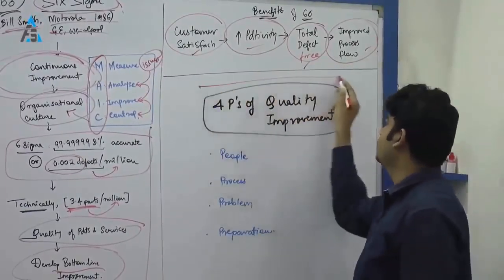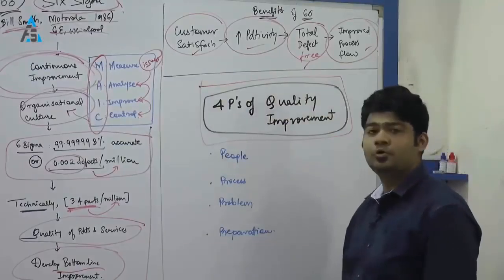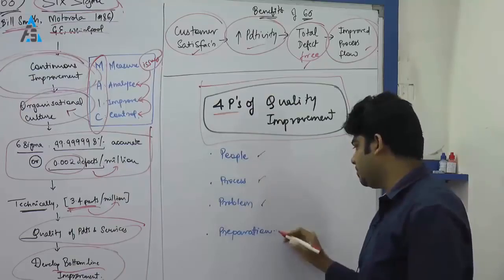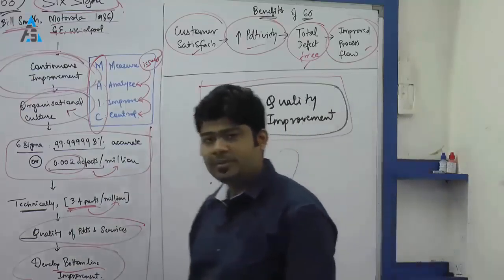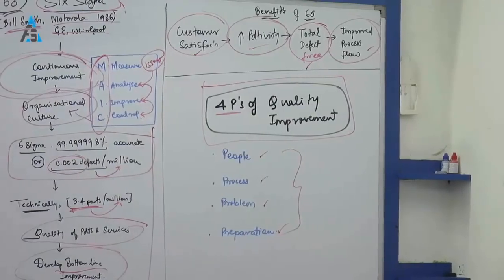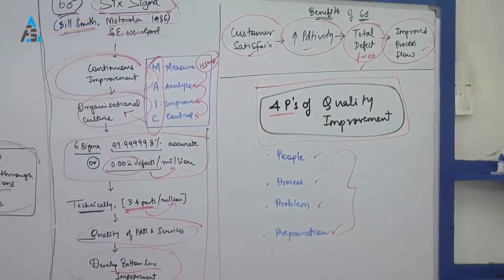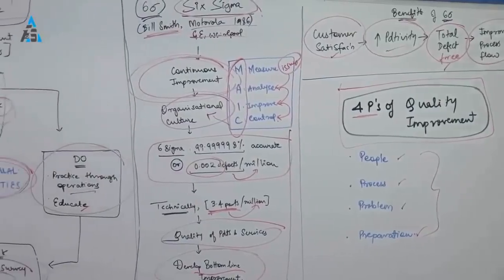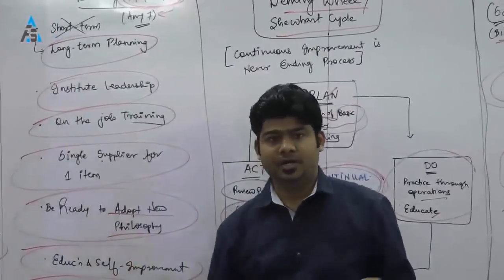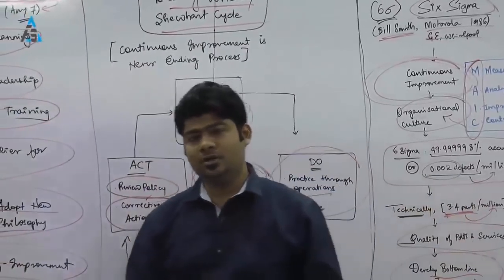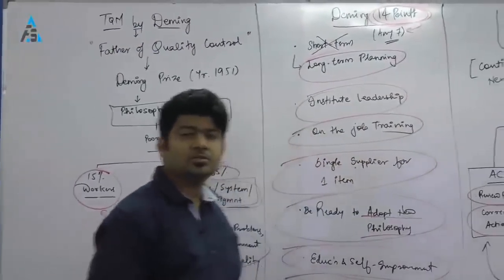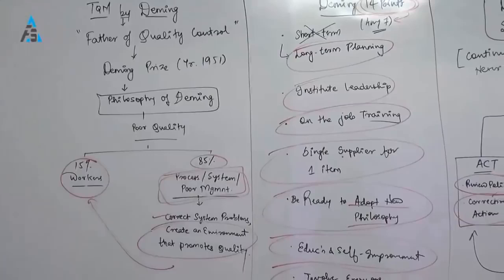Now, what are the four P's of quality improvement? People, process, problem, preparation. These are the four P's. Keep in mind, again, not that important, and you can take it through. So this is the whole theory of TQM. I hope you've written it. If not, I hope you understood it all well. So for any question in the examination, as far as TQM is concerned, this is the process that you are going to follow.